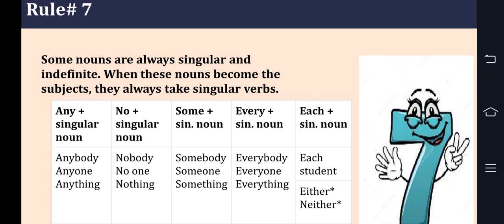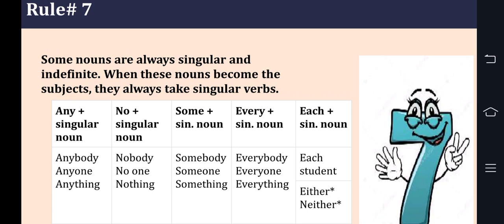Now, we will learn rule number 7. Some nouns are always singular and indefinite. When these nouns become the subjects, they always take singular verbs. Any plus singular noun, for example, anybody, anyone, anything. Next, no plus singular noun.